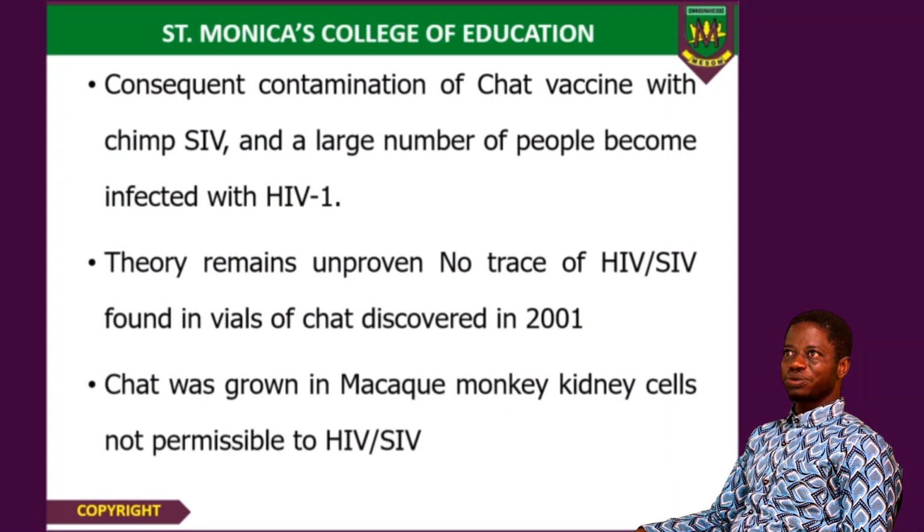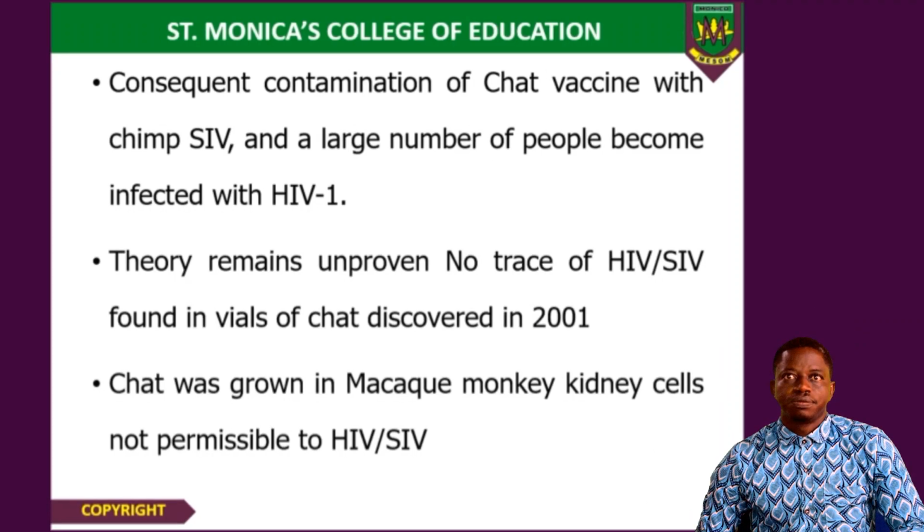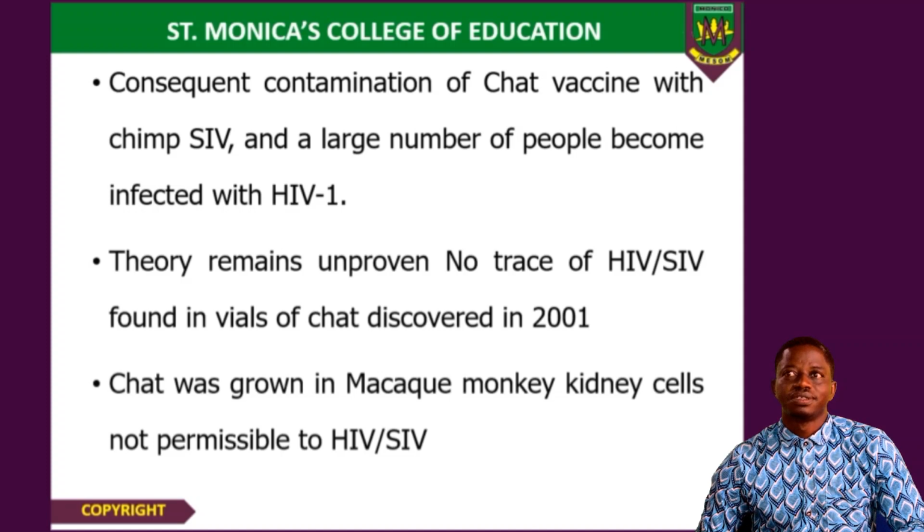So we are saying that the CHAT vaccine was contaminated with chimp cells and a large number of people became infected with HIV type 1. The theory remains unproven. No trace of HIV was found in vials of CHAT discovered in 2001. They are saying that CHAT was grown in macaque monkey kidney cells, which are not permissive to HIV.